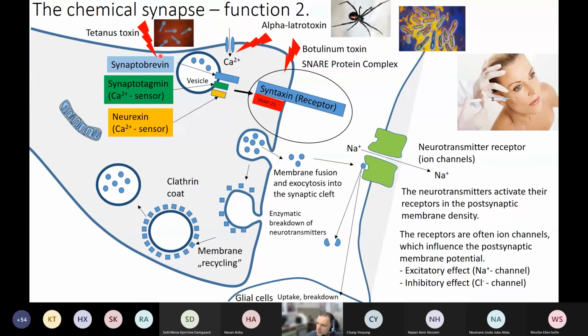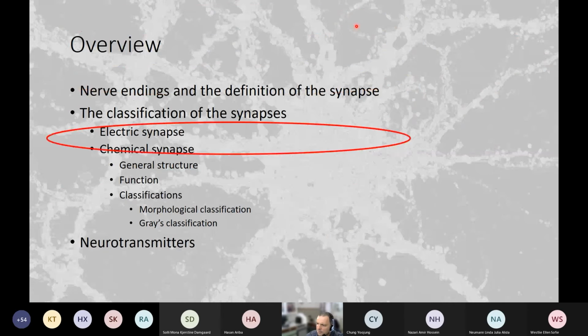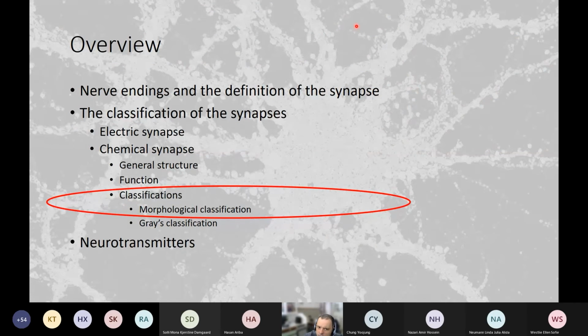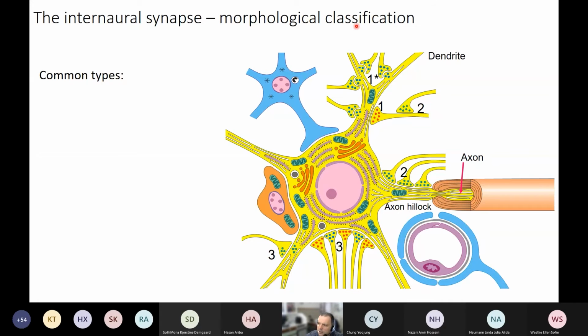Okay, so these diseases, or this spider also with its toxin, will interfere with the synaptic function, and therefore I wanted to talk about this a little bit more in detail today. Then we move on, and now let's talk about the synapses. And in the coming minutes, I would like to explain to you the classification of the synapses, and I'm talking about the chemical synapse now only.